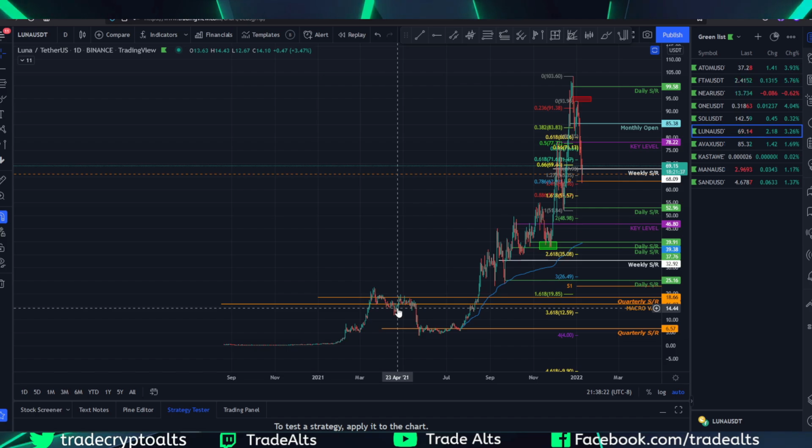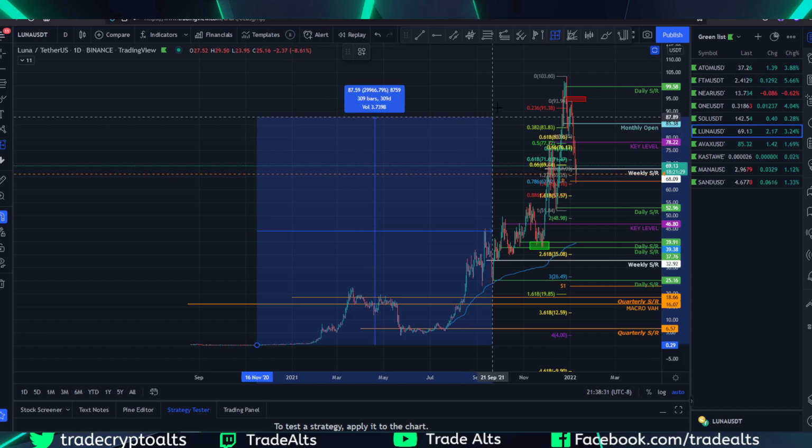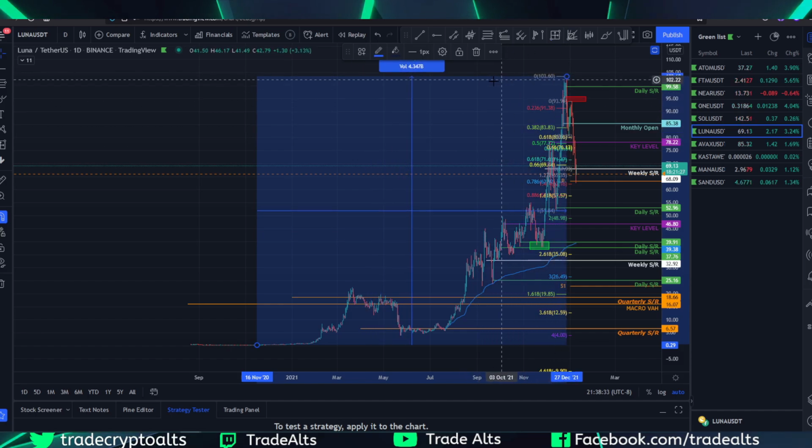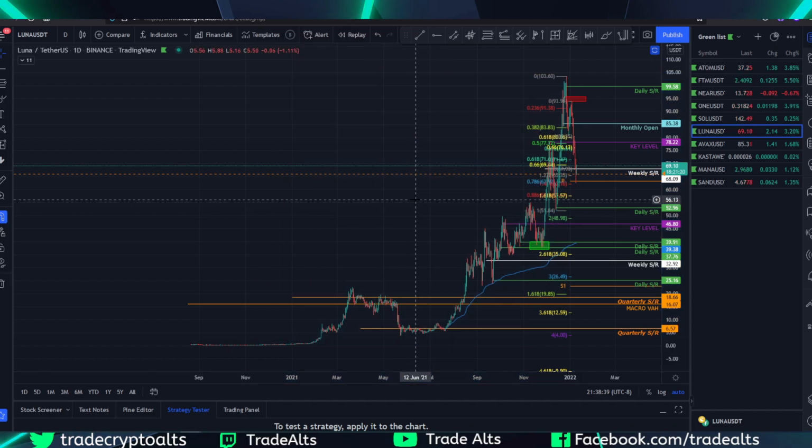You'll see that on quite a few alts, which, not to get sidetracked, but if you just took it from anywhere near down here, look at this. This is what altcoins can do for you. 35,000% return. That's why we trade these things.